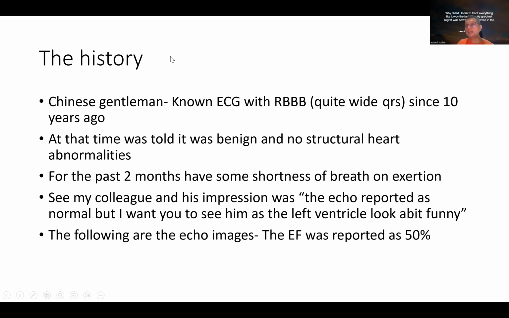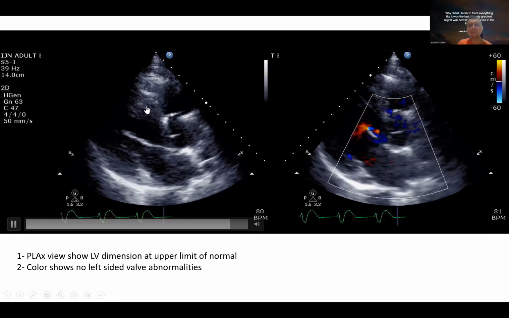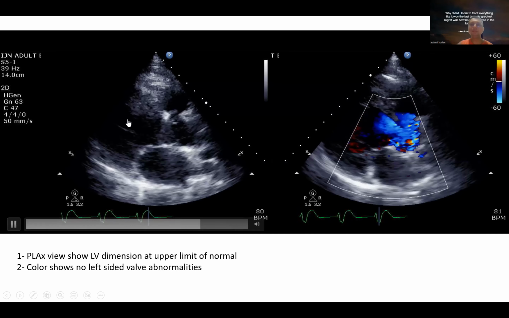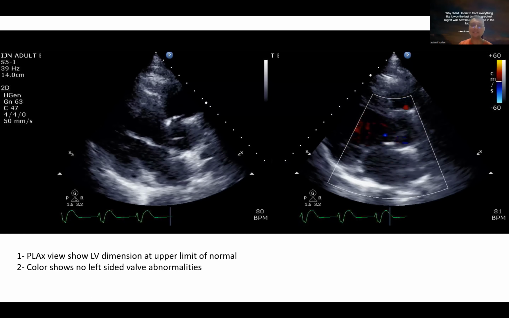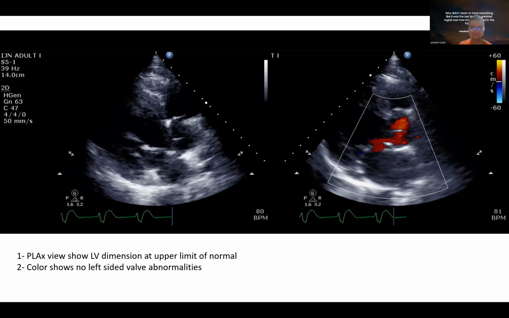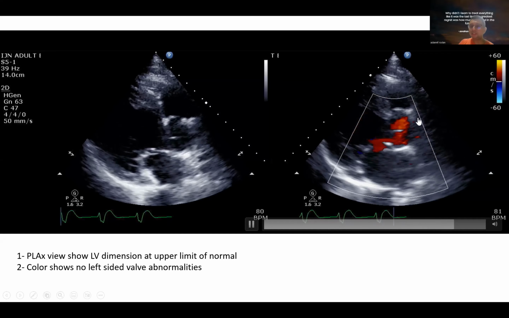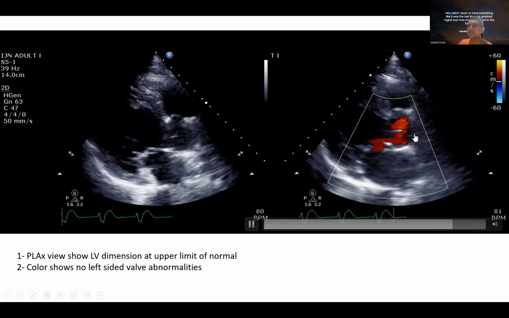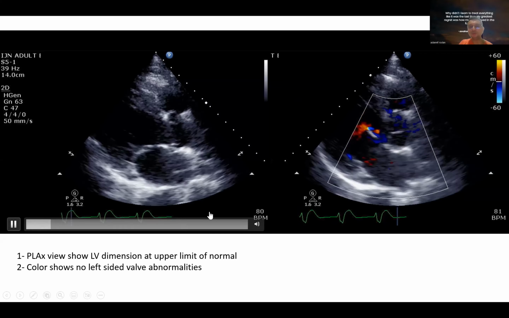So the following are this patient's echo images. The EF was reported as 50%. Okay, so this is the parasternal long axis view. If you look at the parasternal long axis view, the LV dimension is at upper limit for normal. Remember, upper limit for male is 5.8 diastole and 4 centimeters systole. The ejection fraction also seems to be borderline. Okay, can be normal. When we look at the color, there is no obvious left-sided valvular abnormalities, and the patient did have wide QRS complex when you look at the ECG here.